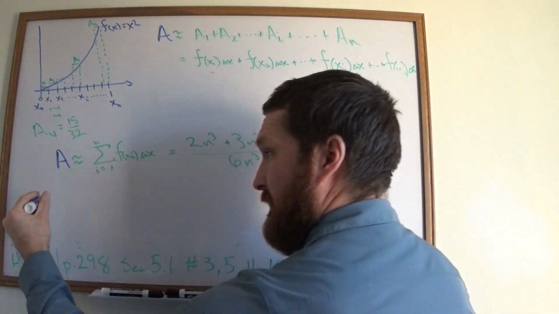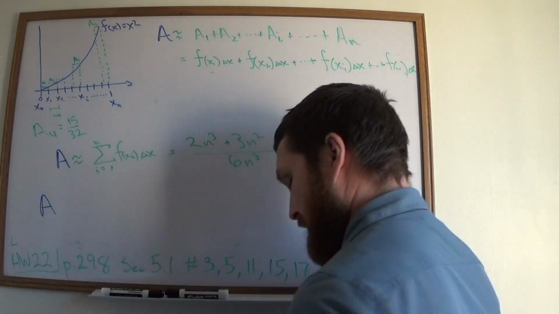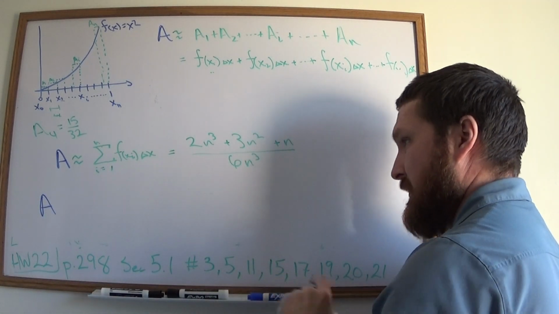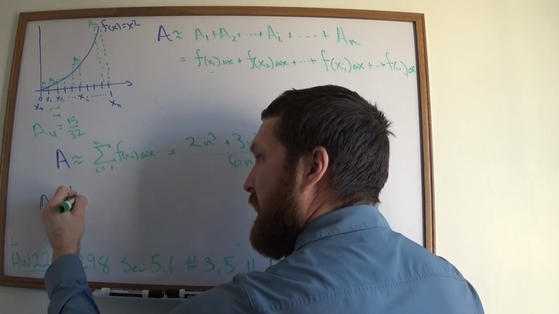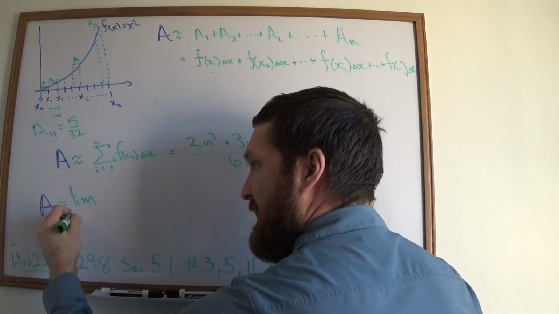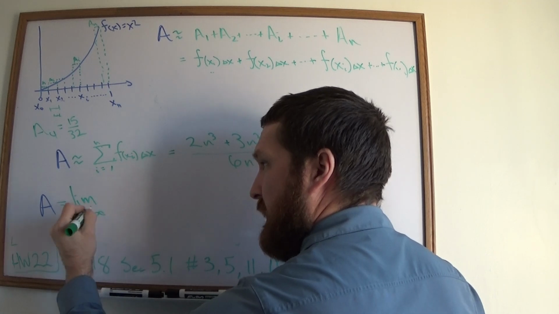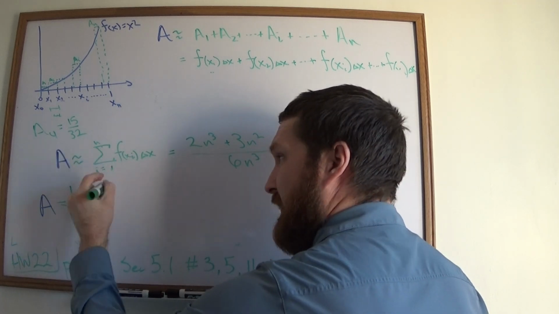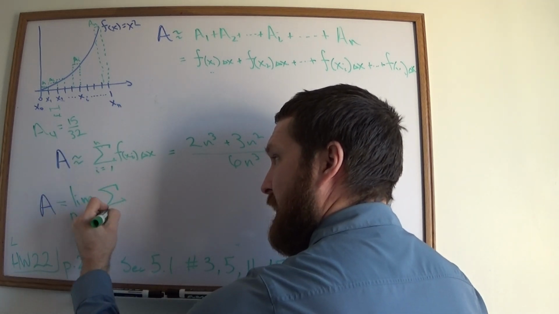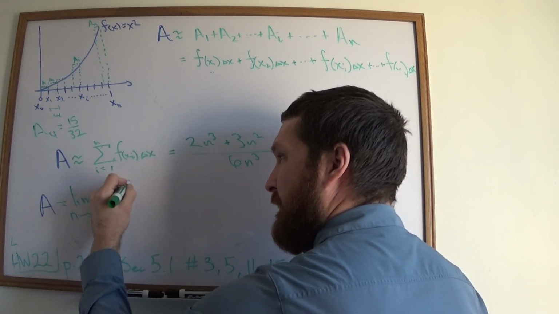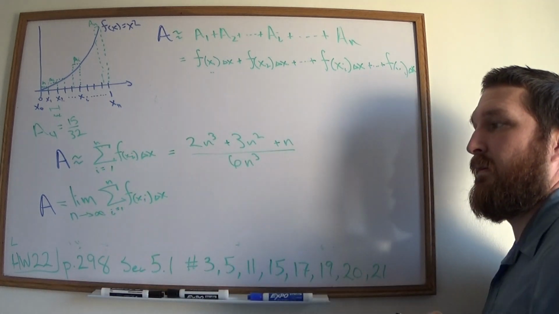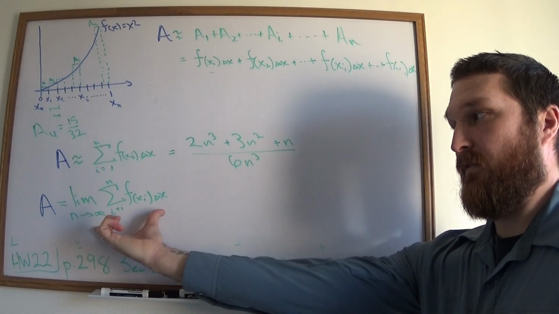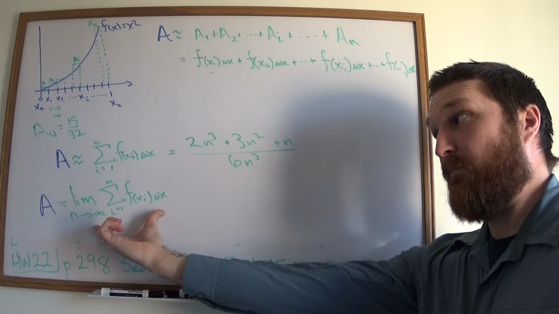In the limit, the area is equal to the limit as n goes to infinity of this thing right here, the sum as i goes from 1 up to n of f of xi times delta x. This is going to be your best friend for months.